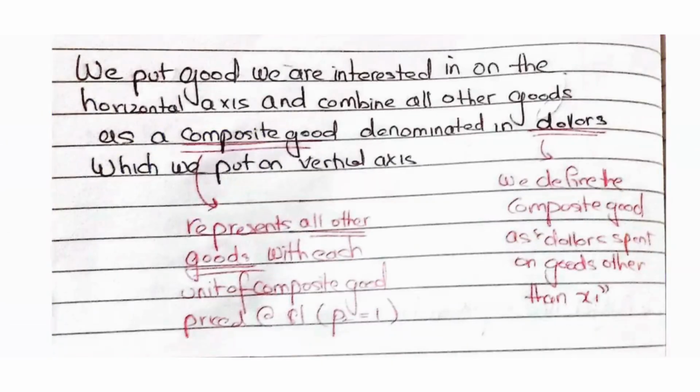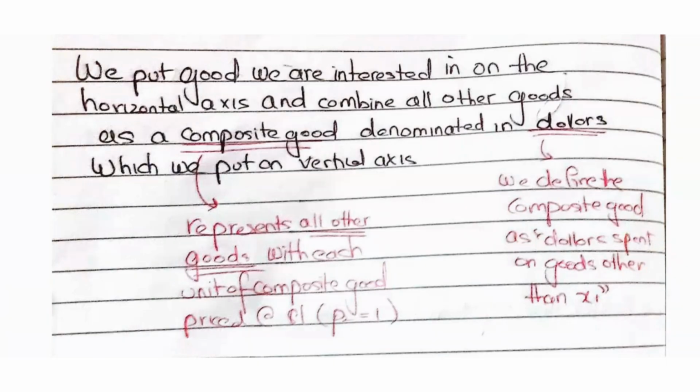We put the good we're interested in on the horizontal axis, and we're going to combine all of the other goods as a composite good denominated in dollars, which we'll put on the vertical axis. So we're still working in a 2D graph. The composite good will represent all of the goods except for the good we're interested in, and each unit of the composite good is priced at $1. So we define this composite good as dollars spent on goods other than x1, each unit costing $1.